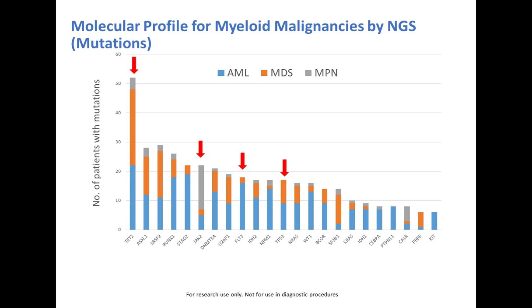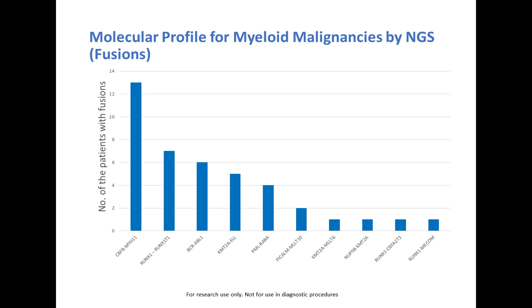For the JAK2, the next arrowed one is mostly from MPN, some of them from AML or MDS. For FLT3, of course, it is more from the AML patient. For TP53, it's about half from AML, half from the MDS.